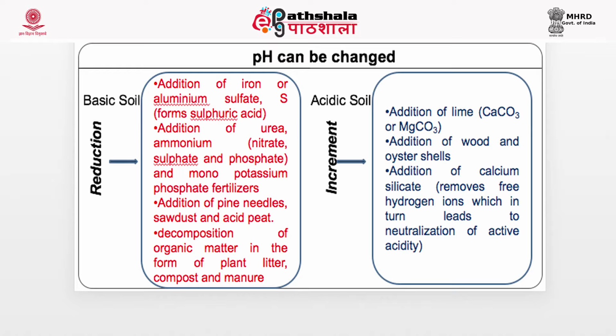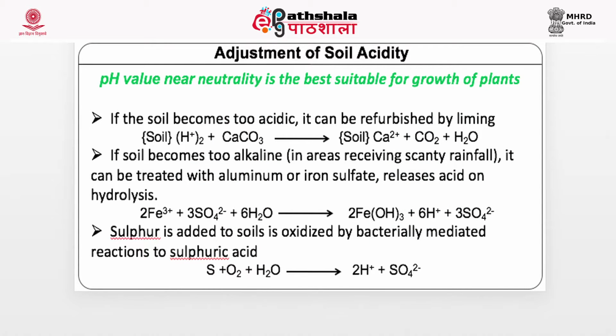On the other hand, the pH of acidic soil can be increased by addition of lime like calcium carbonate or magnesium carbonate, by addition of wood ash and oyster shells, even by adding calcium silicate which removes free hydrogen ions, which will in turn lead to neutralization of active acidity, and will change acidic soils to basic soils. Remember, pH value near neutrality is the most suitable for growth of plants.